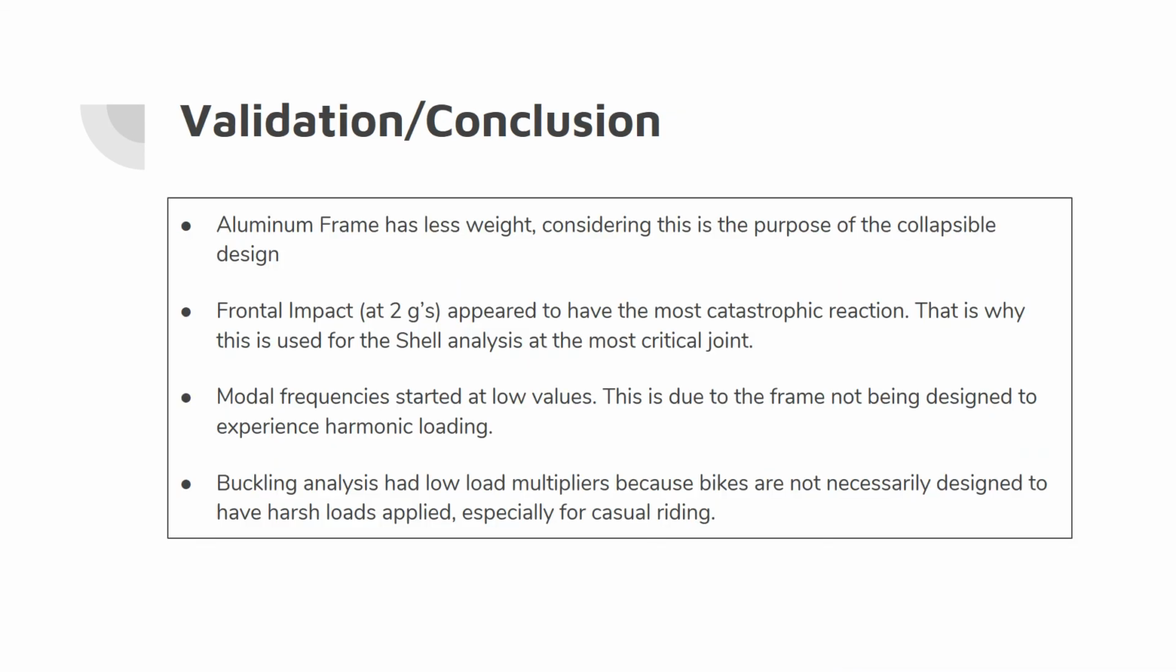When analyzing these solutions, it makes sense that although the aluminum frame has the lightest weight, it could be considered a useful design for this collapsible frame. Also, the frontal impact at 2 Gs appeared to have, again, the most catastrophic reaction, so it was used for the shell analysis because it had the most critical joints. Modal frequencies and harmonic frequencies had low values because the frame is not necessarily designed to handle these harmonic loads. And finally, the buckling analysis had low load multipliers because bikes are not necessarily designed to handle such harsh loads.